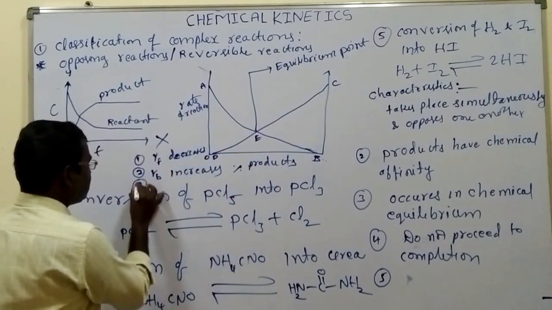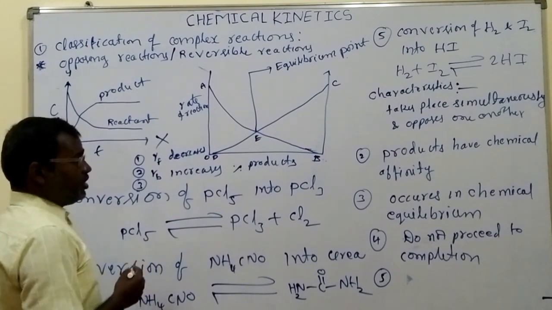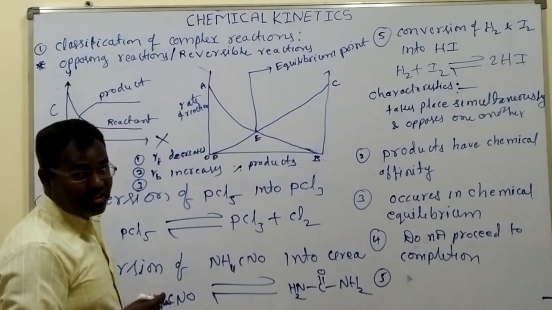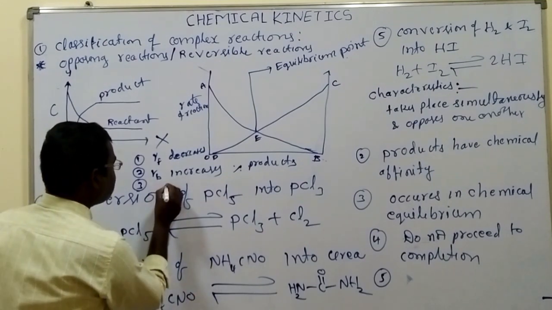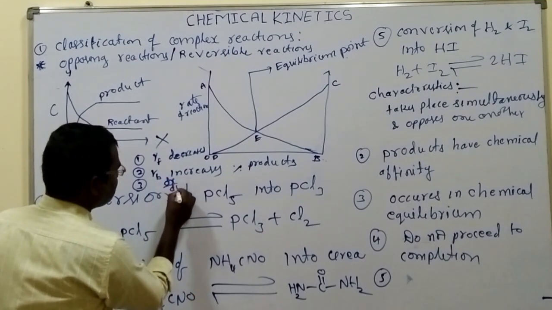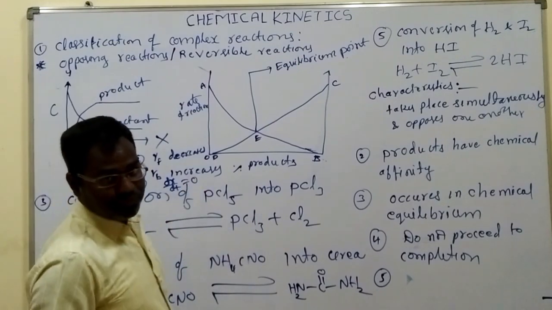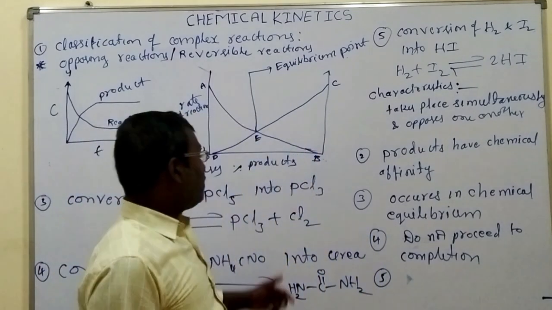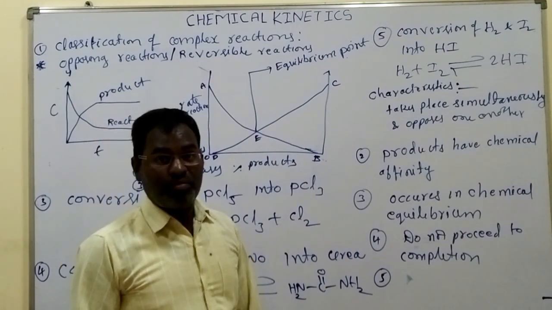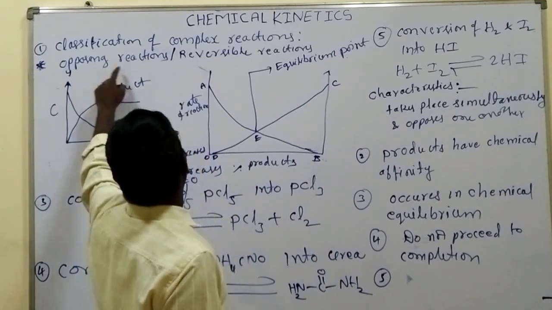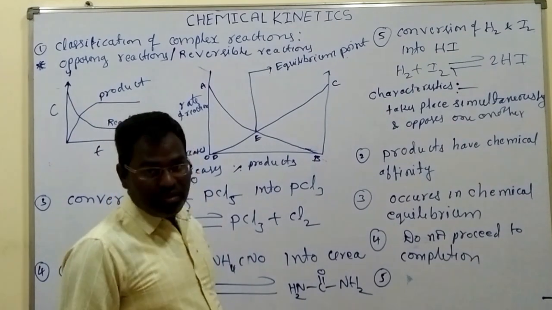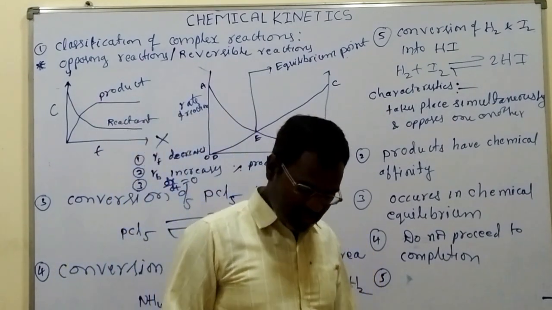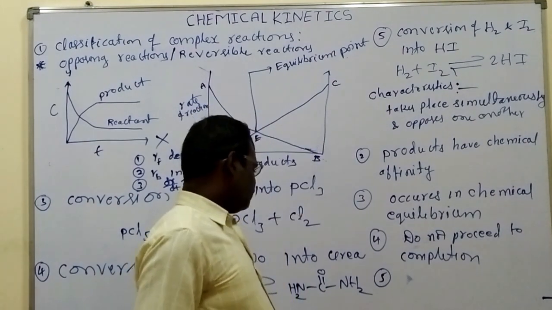And the third one is, at the equilibrium point, the net rate of the reaction is 0. That is, dx by dt is equal to 0. These are the important characteristics of opposing reactions, or reversible reactions.